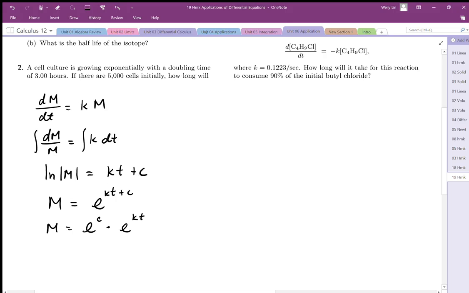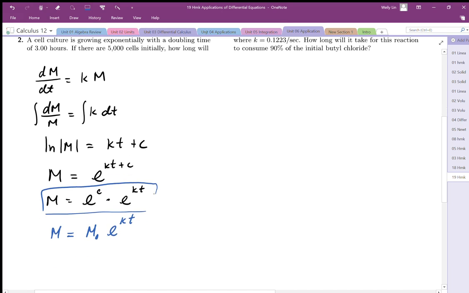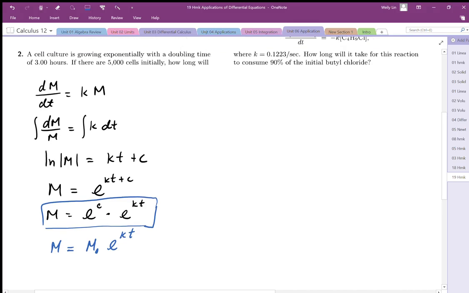Now, because it is an exponential decay problem, really we could have just gone straight to this point here. The exponential decay equation looks like this: m is equal to the starting mass times e to some kt, and we really just need to solve for the initial mass and the k value, the constant term that we found in our differential equation.